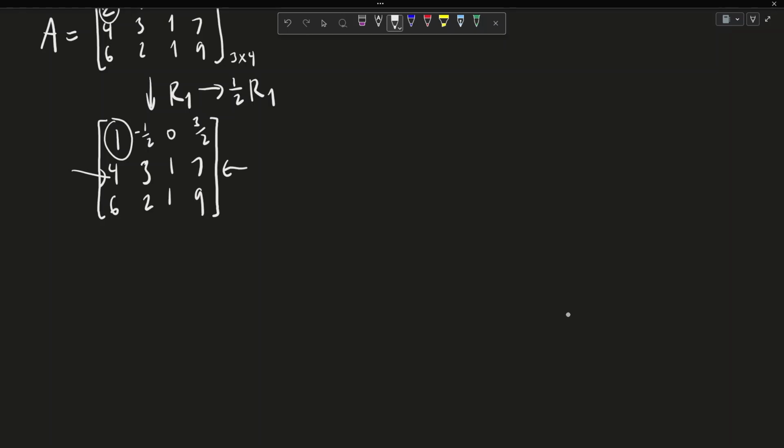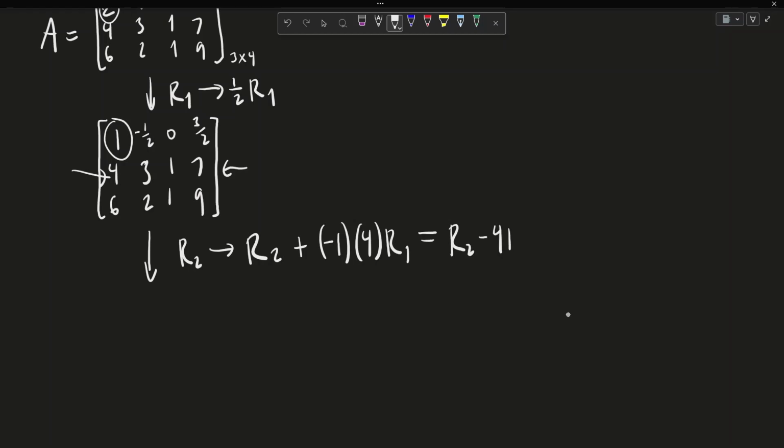So in order to do that, we're going to transform it by taking row 2 and transforming it to row 2 plus a scalar multiple of some other row. So we're going to take row 2 and we're going to say plus negative 1 times 4 times row 1, which more simply can be written as row 2 minus 4 times row 1.